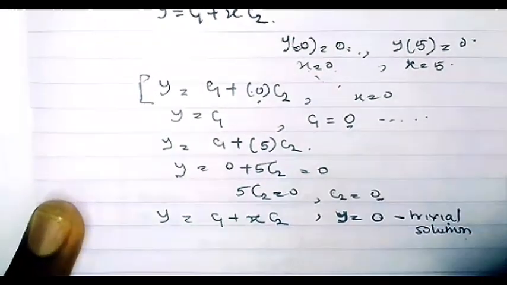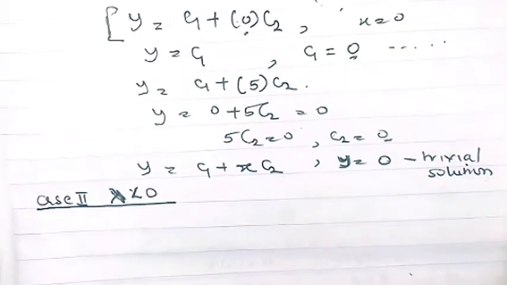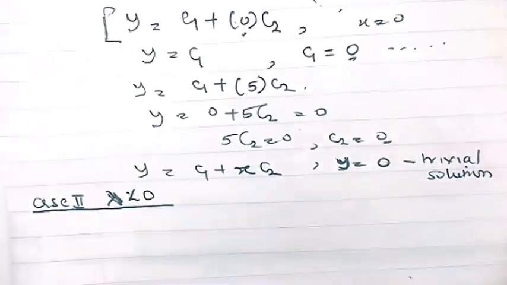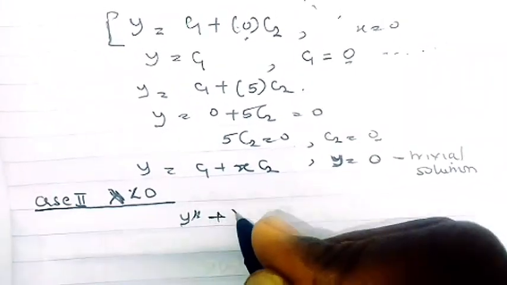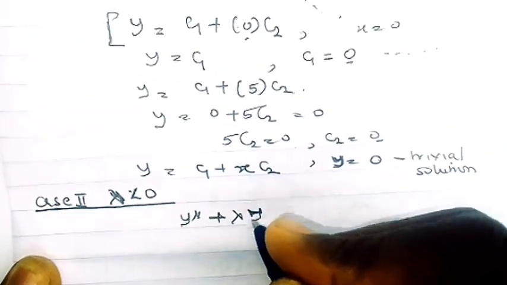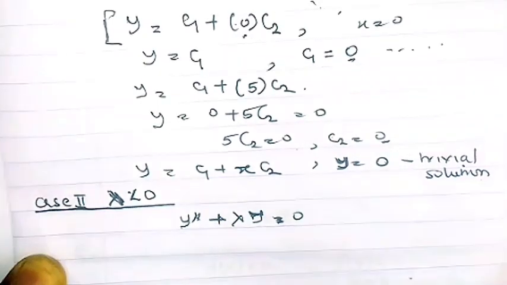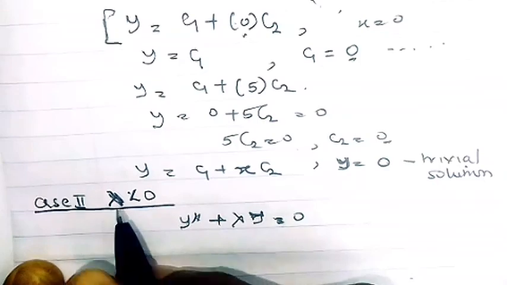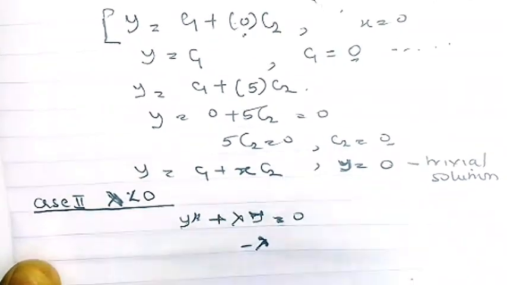So we are not making use of this. So we take our second case, right? I hope you are really following me. The second case says when lambda is less than 0. From our original equation, we have y double prime plus lambda y equals 0, right? This is from our original equation we were given in the question. So when lambda is less than 0, meaning that lambda is going to be negative, let's put it here.